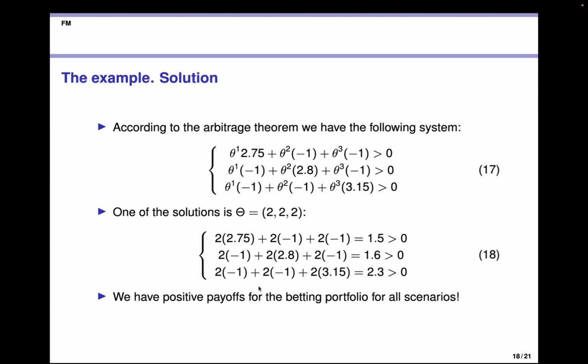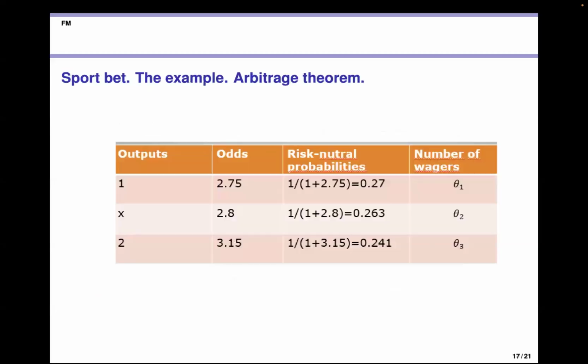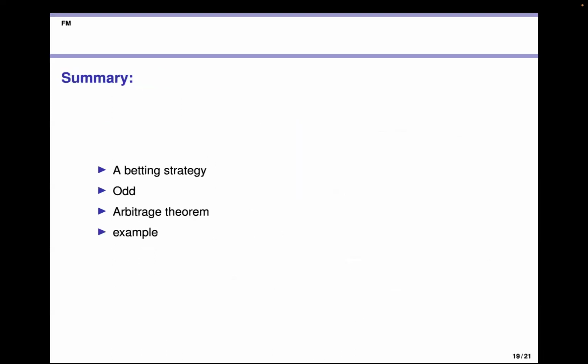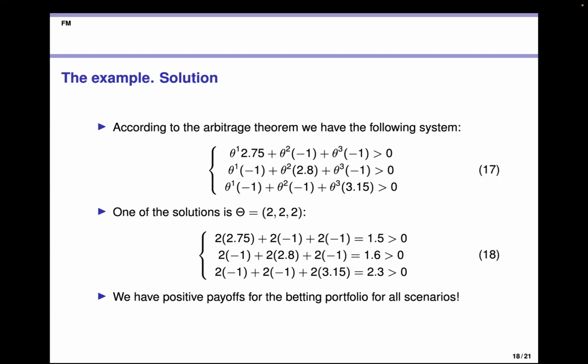What does it mean? It means that if we bet 2 on the first outcome, 2 on the second outcome, and 2 on the third outcome, then in any case, for any scenario, our return function will be positive, more than 0, for the betting portfolio for all scenarios. But what can you say about this result?